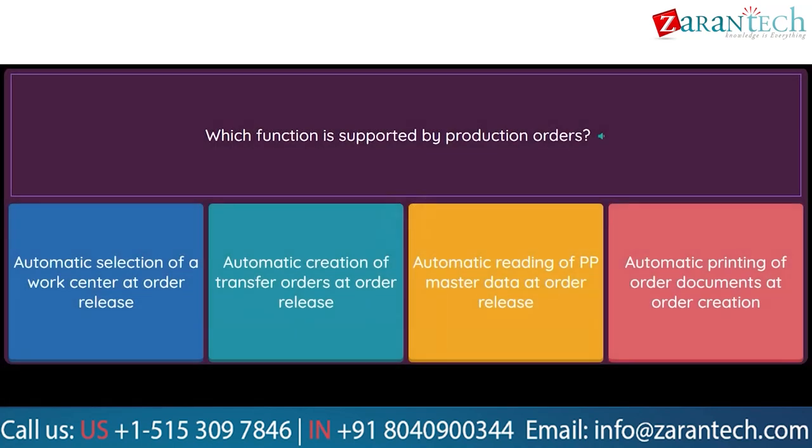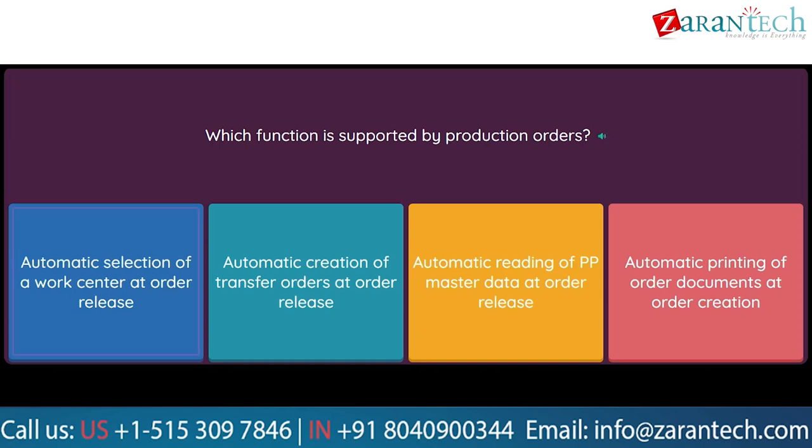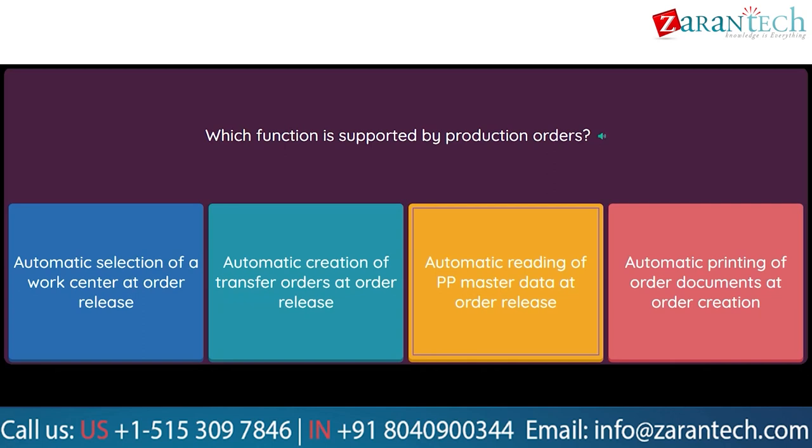Question, which function is supported by production orders? Option 1, automatic selection of a work center at order release. Option 2, automatic creation of transfer orders at order release. Option 3, automatic reading of PP master data at order release. Option 4, automatic printing of order documents at order creation.